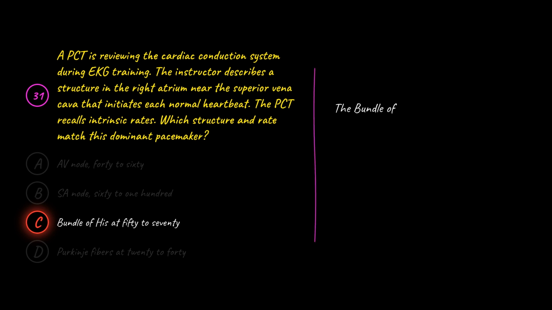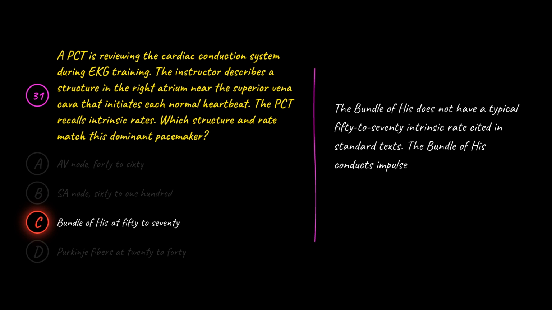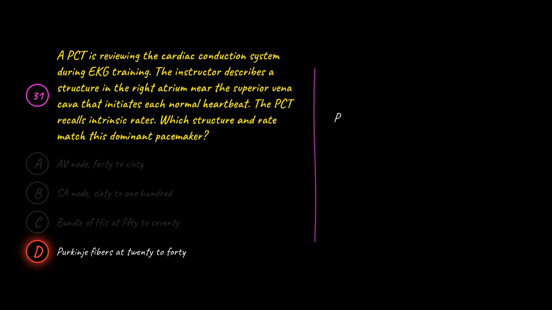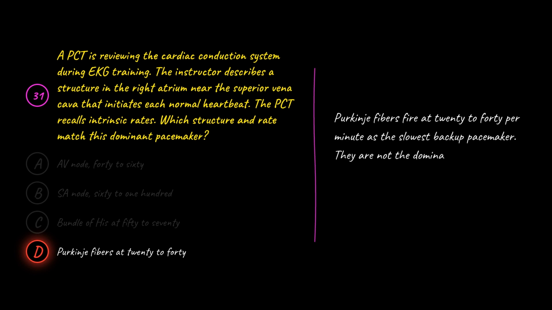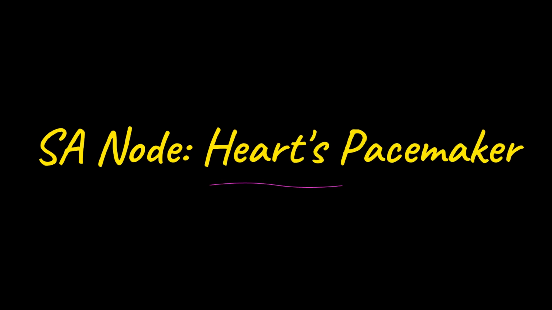C is wrong because the bundle of His does not have a typical 50 to 70 intrinsic rate cited in standard text. The bundle of His conducts impulses below the AV node rather than serving as a primary pacemaker source for the heart. D is wrong because Purkinje fibers fire at 20 to 40 per minute as the slowest backup pacemaker. They are not the dominant pacemaker and only take over when both SA and AV nodes have failed during severe conduction disease. The sinoatrial node is the heart's dominant pacemaker, not because it was assigned that role, but because it fires faster than any other pacemaker structure.